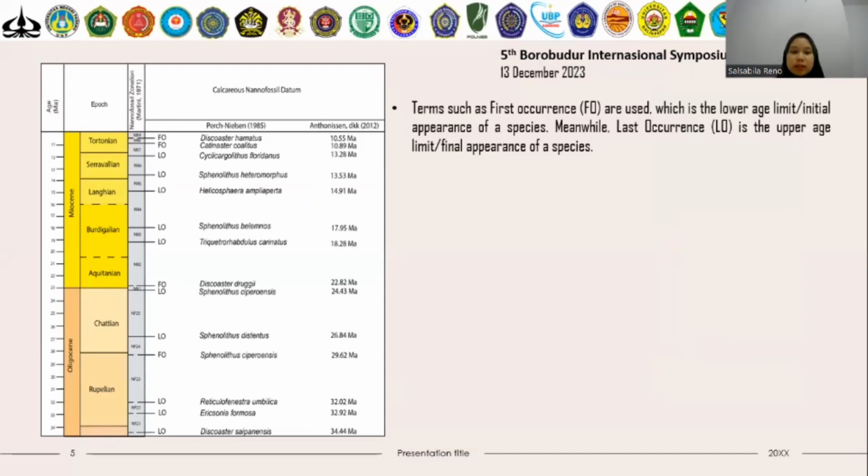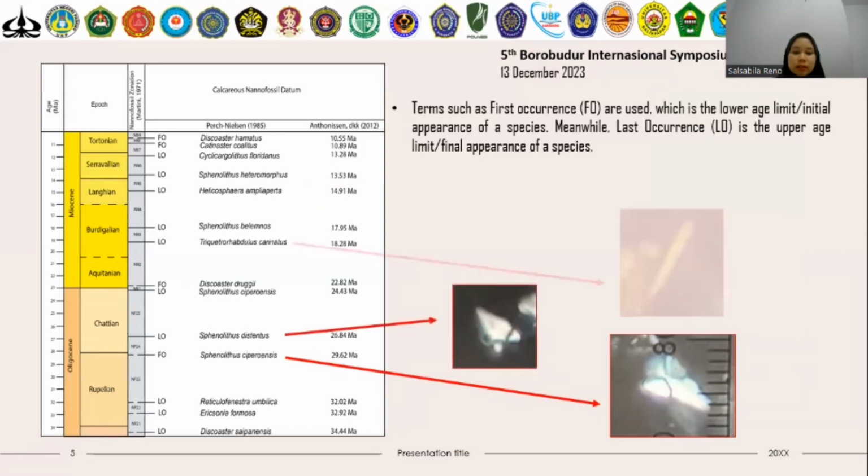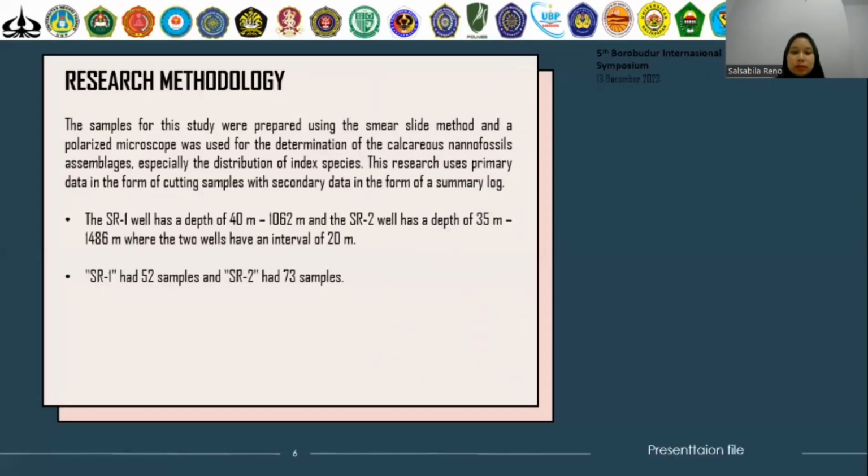In this research, terms such as first occurrence or FO are used, which is the lower age limit or initial appearance of a species. Meanwhile, last occurrence or LO is the upper age limit or final appearance of a species. Some of the nanofossil index species that I found in this research are Sphenolithus chipurensis, Sphenolithus distentus, Reticulofenestra abisectus, and Sphenolithus belemnos.